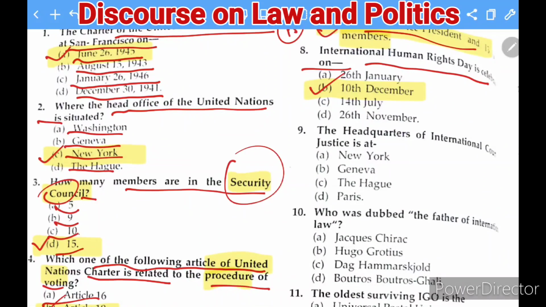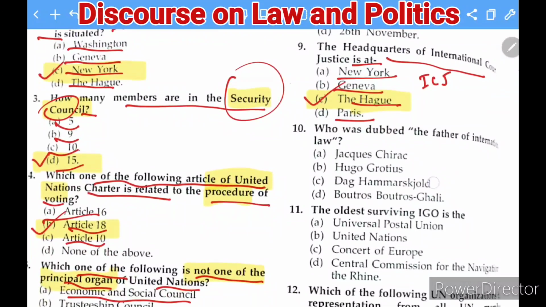Okay, moving to the next question. The headquarters of the International Court of Justice is at... The ICJ, where is it? The options given here: New York, Geneva, Hague, Paris. Just give your answer here. I am waiting for your response, please. And the right answer, you all know, and a very important question, is The Hague. So this is the right answer, C.